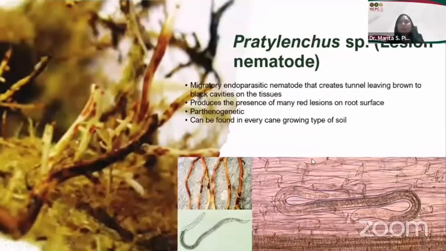As for the Pratylenchus species, or the lesion nematode, Meloidogyne is sedentary, but this one is migratory. It's a migratory endoparasitic nematode that creates tunnels, leaving brown to black cavities on the tissues. Outside, it can produce many red lesions on the surface. It's also parthenogenetic, and it can be found in every cane-growing type of soil.